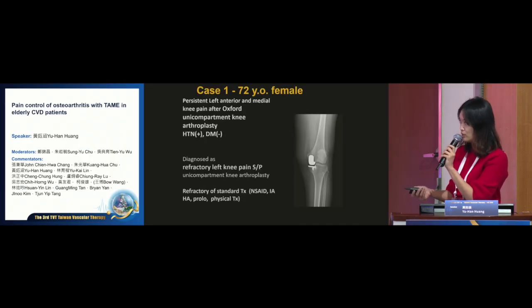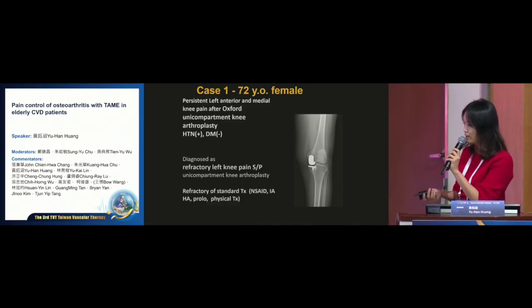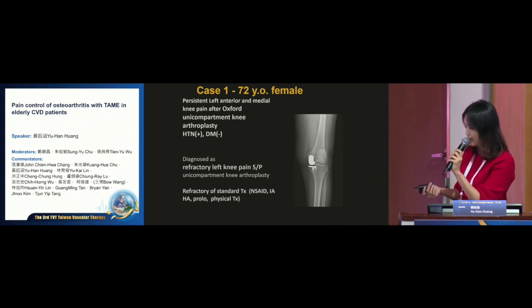This is a 72-year-old female. She had left anterior and medial knee pain after unicompartmental knee arthroplasty. She also has hypertension, but not DM. She is refractory to standard treatment: NSAIDs, intra-articular hyaluronic acid, prolotherapy, and physical therapy. The diagnosis is refractory left knee pain post unicompartmental knee arthroplasty.